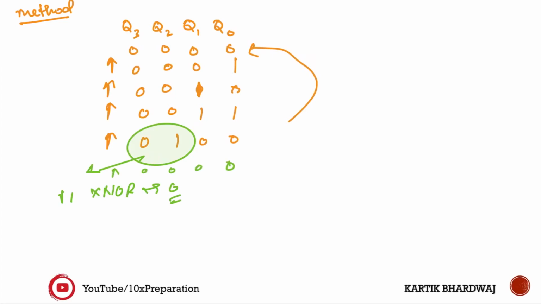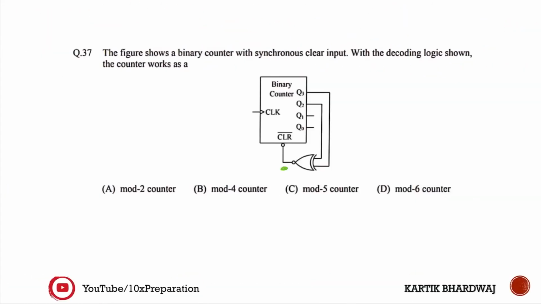So what is actually happening here? How many states is it counting? 1, 2, 3, 4, 5. So what is this? This is a mod 5 counter. All right, so this is the mod 5 counter.